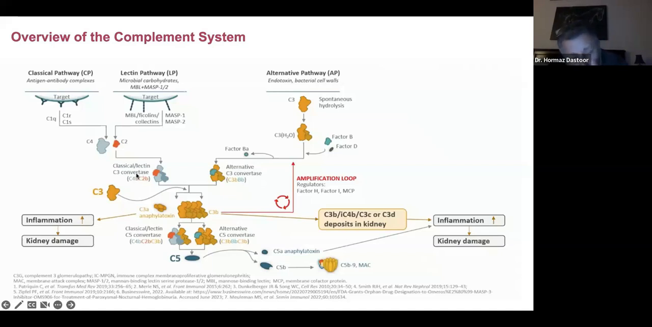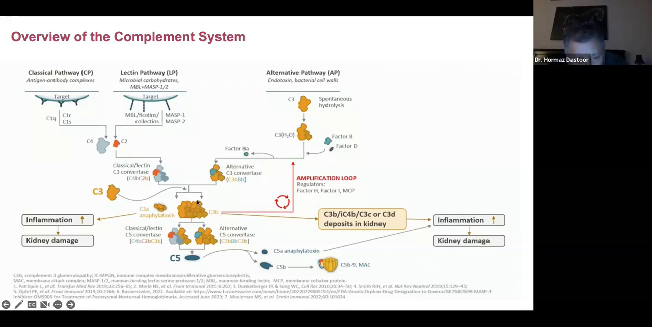We just say, oh, C3 or C5 convertase, but if you go into depth, there are actually two C3 convertases, which are quite different, yeah? There is the C3 convertase of the classic pathway and then of the alternative pathway. Now, these C3 convertases work on the circulating C3 molecule and break it down into C3a, which is a potent anaphylatoxin, which causes kidney damage, and C3b.